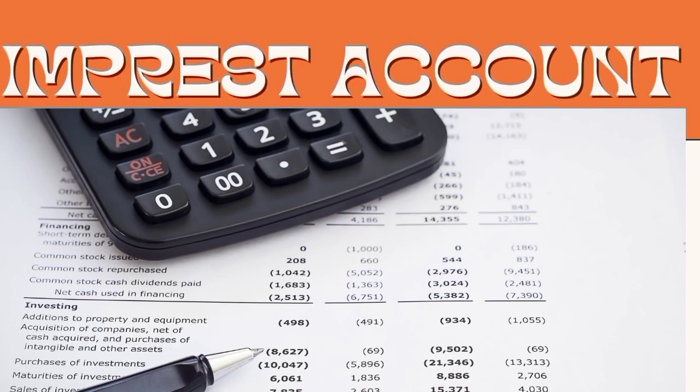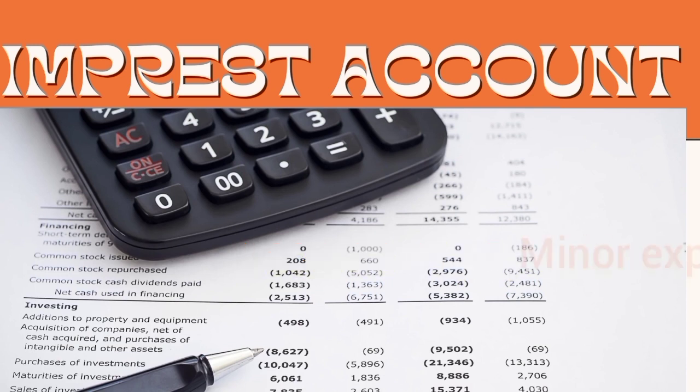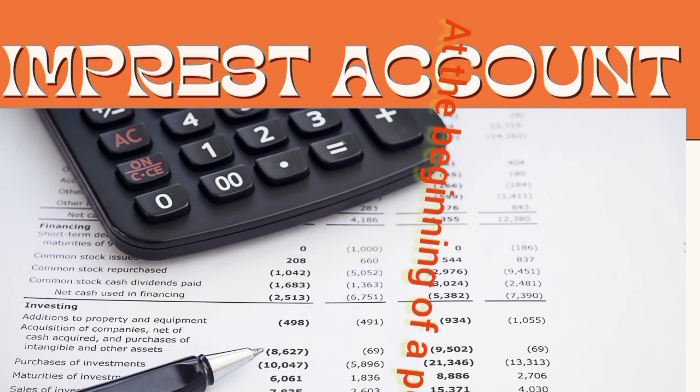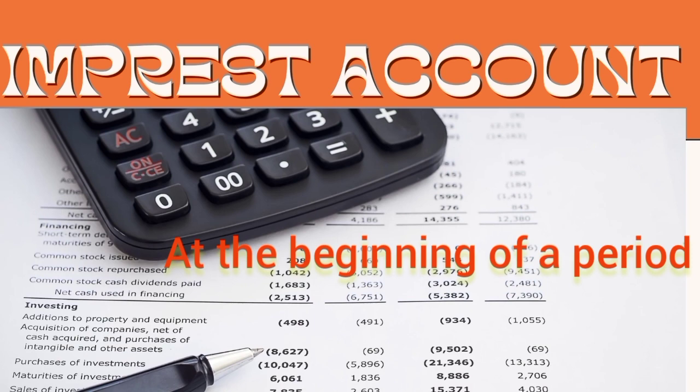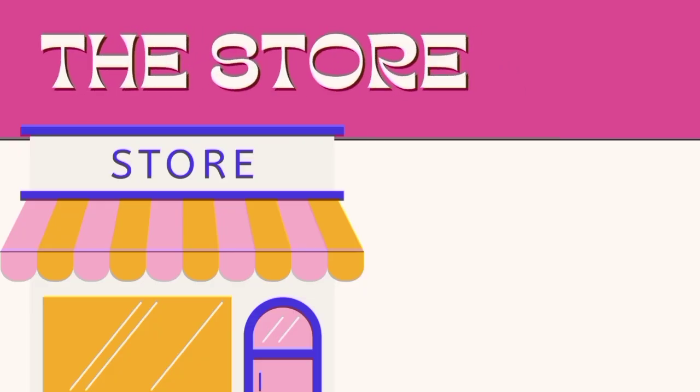Let's look at what imprest account is. Imprest account is an effective way of keeping records of payments made for minor expenses such as the money spent on pencils, tea bags, postage, sugar, stamps, envelopes, and more. At the beginning of a period, say a week or a month, an amount is given to a petty cashier. This amount is called float.